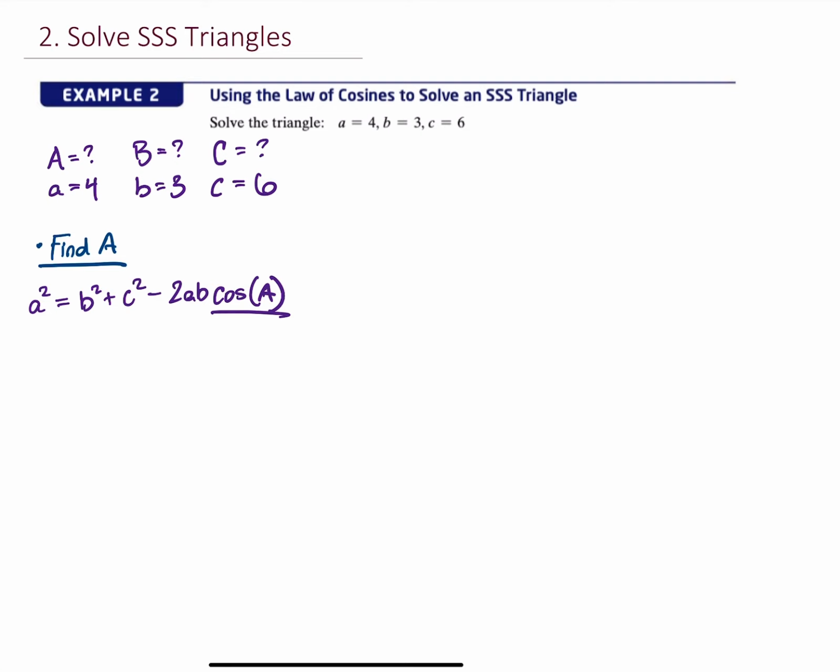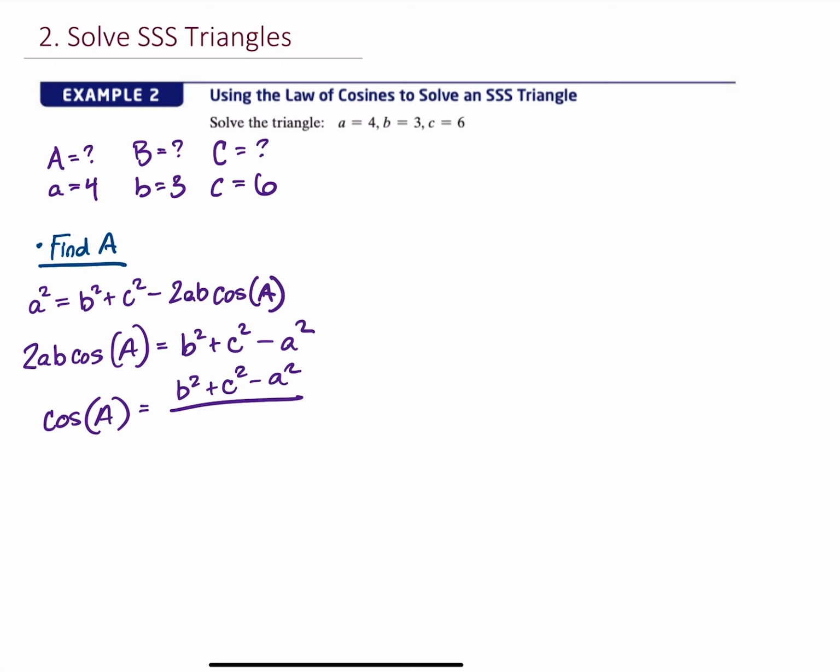So I'll first isolate that term. So I'll add it over to the left side, 2bc cosine A, and I'll subtract the a squared over, would equal b squared plus c squared minus a squared. And then I'll divide both sides by 2bc. So b squared plus c squared minus a squared over 2 times b times c. And then we would take the inverse cosine of both sides. So A should equal inverse cosine.